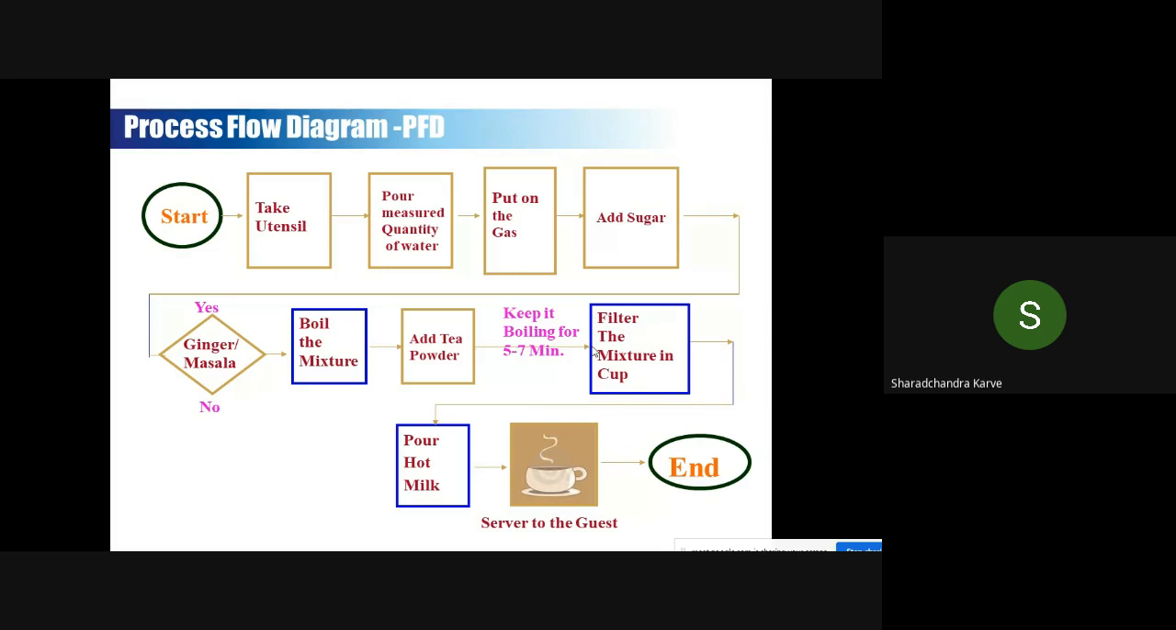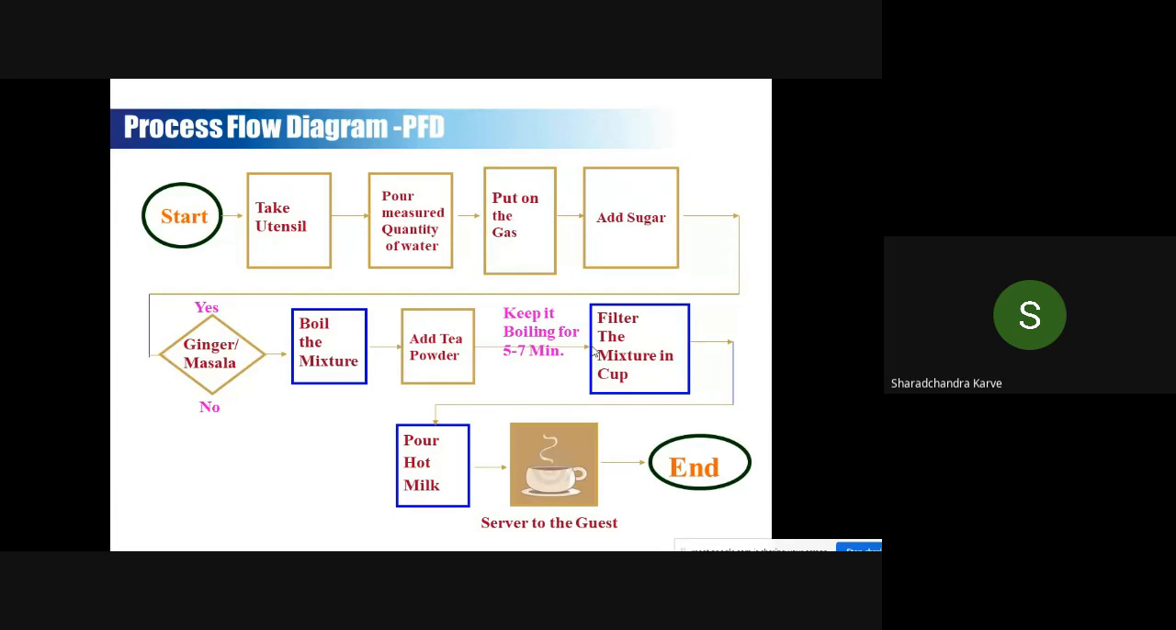Okay, so you can have a start: take a utensil, pour a major quantity of water, put it on the gas like that, then add sugar. Then, whether you want ginger or masala, yes or no, boil the mixture, add tea powder, keep it for boiling, then filter the mixture, and you will get tea. Now, this is what a process flow diagram is.